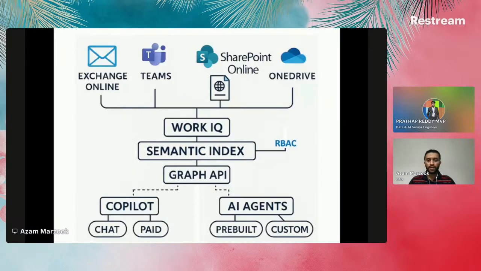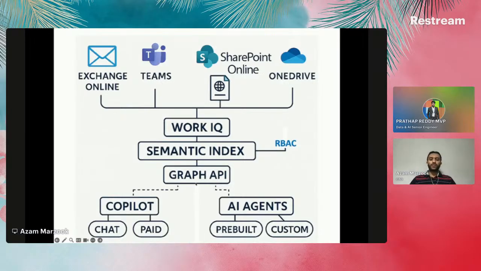The way everything works, this is the very high-level architecture. If you can see, you have this layer, Graph API, right? This is where, if you want to access the data that is available in Exchange, Teams, SharePoint, OneDrive, you would access Graph API. Graph API is the API layer that gives you access to data within these data points where your emails are stored, your Teams chats are stored, and SharePoint, OneDrive files are stored.